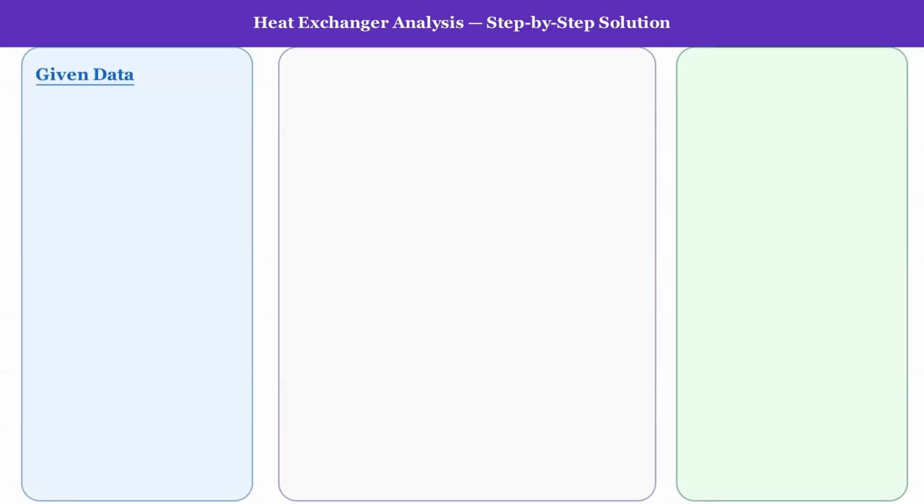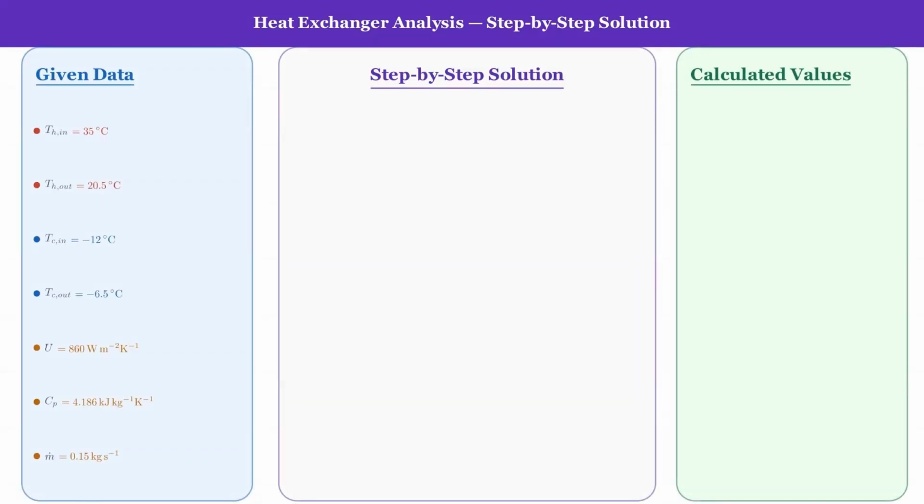We now execute the solution in 5 sequential steps. On the left panel, all given data is recorded: the four terminal temperatures, the overall heat transfer coefficient U, the specific heat C sub P, and the mass flow rate converted to 0.15 kilograms per second. Each of these values will be called upon during the solution. On the right panel, computed results will accumulate as we progress. The center panel is our active workspace.